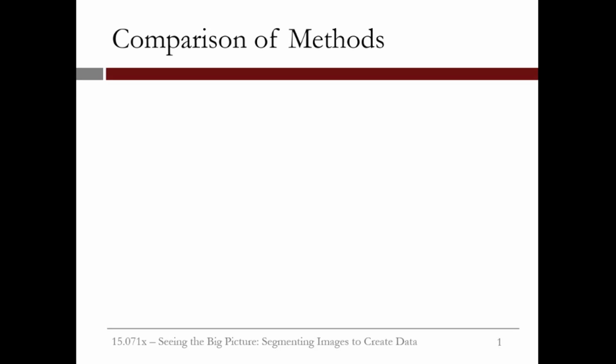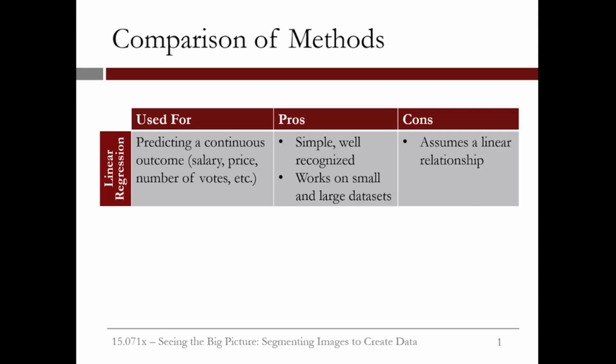In this video, we will compare all the different methods we have seen so far in this course and review what they are used for, their benefits, and their limitations. Linear regression is used to predict a continuous outcome. Linear regression is simple and commonly used, and it works on small and large data sets. The downside is that it assumes a linear relationship. If we have a nonlinear relationship, we need to add variables to our analysis.